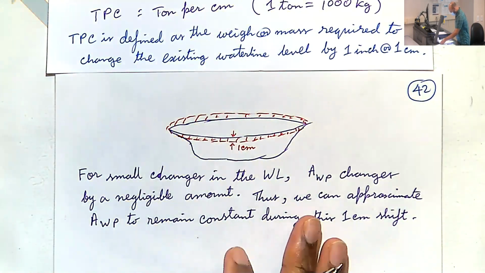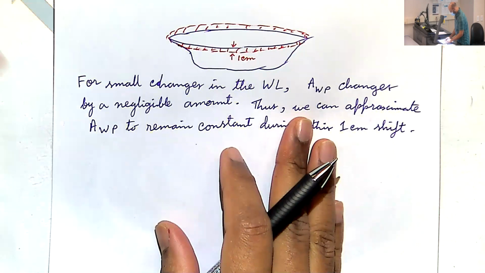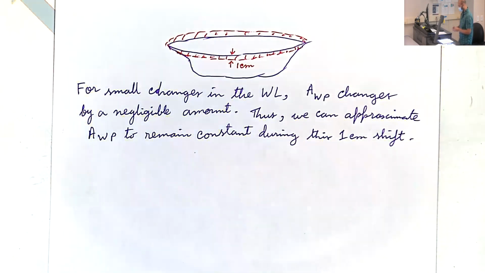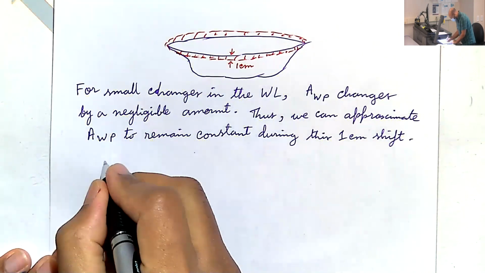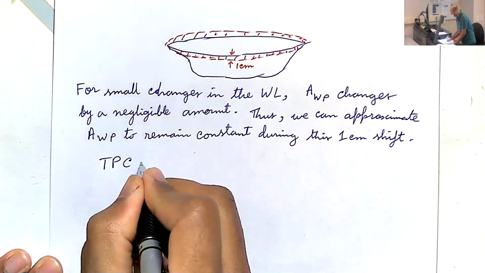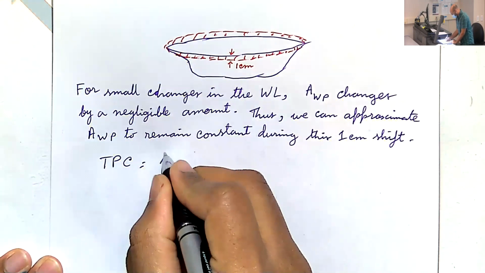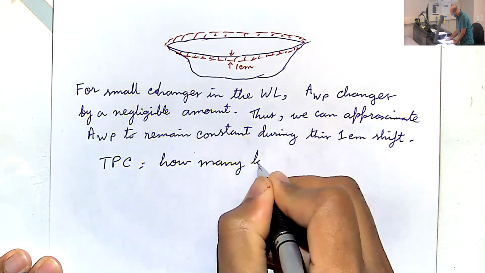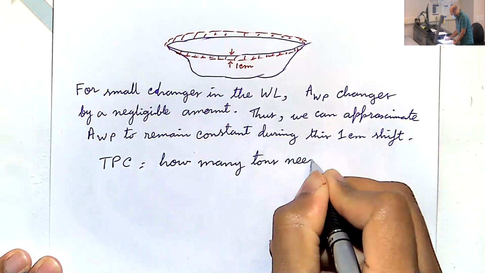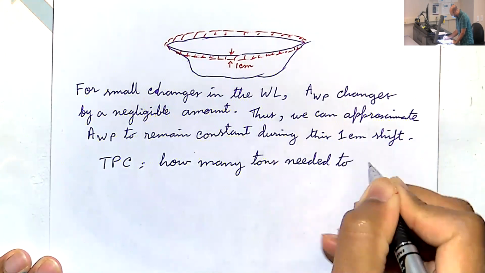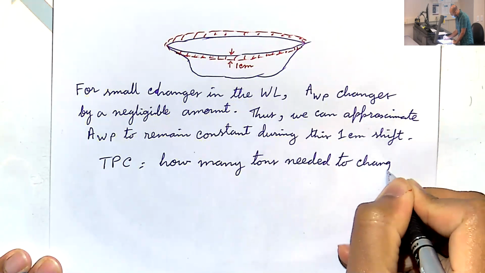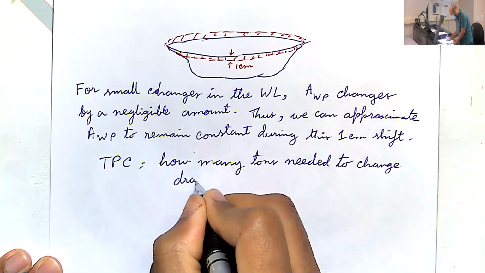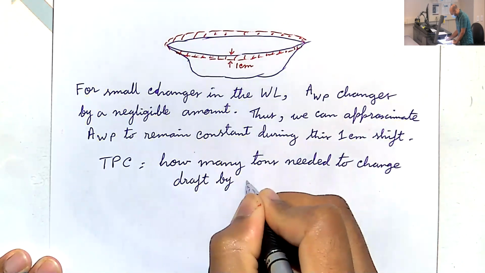All right, so it comes out to a very simple formula, and I'll very quickly show you how we get to that. So TPC is basically asking how many tons are needed to change the draft by 1 centimeter.